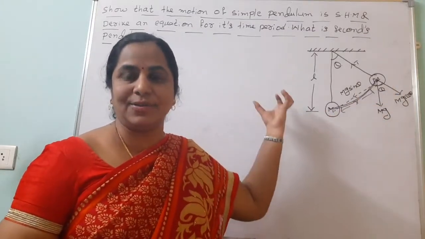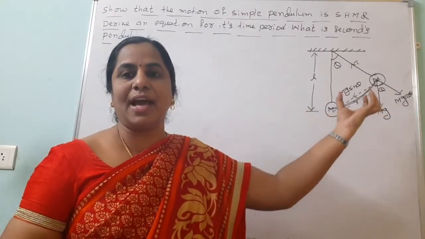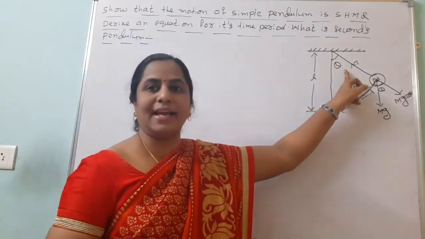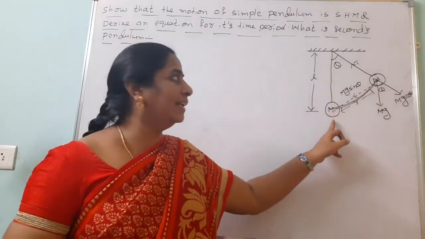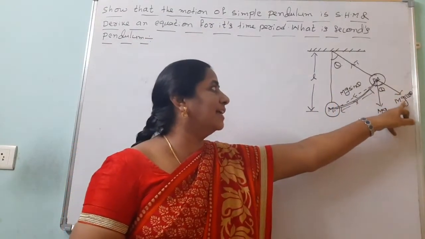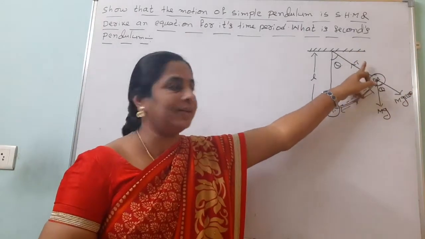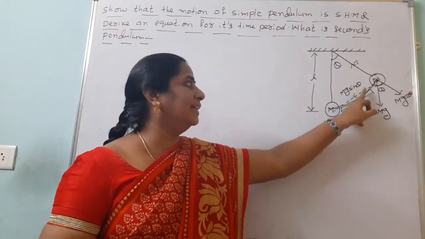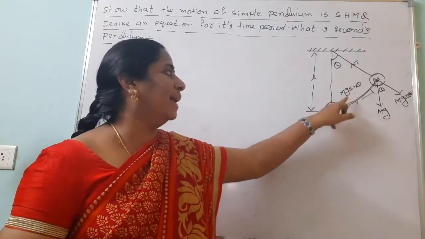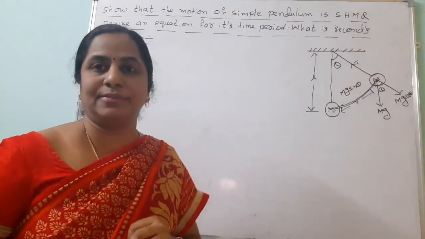Slowly the amplitude is decreasing. Another thing, it will make an angle theta with the vertical. And here the weight is resolved into two components. One is mg cos theta, which is balanced by the tension. And one more is mg sin theta, which is balanced by the restoring force.